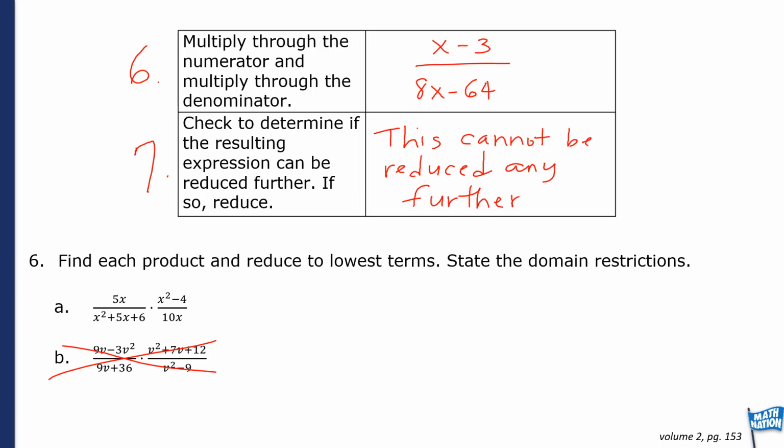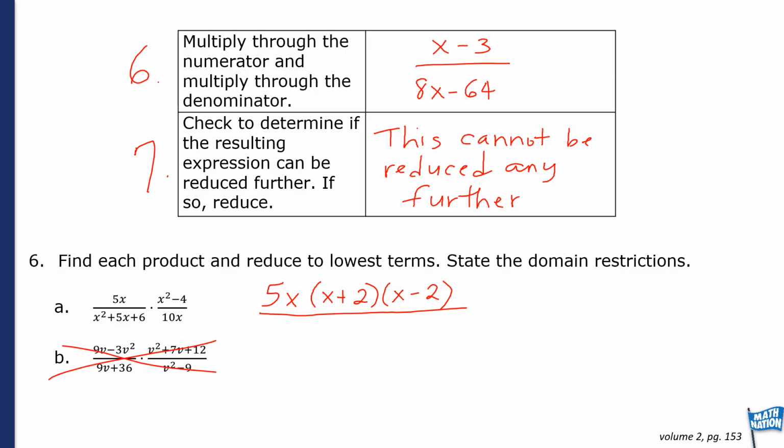Okay, so let's start with the numerators. So we have 5x, and then the other side is x squared minus 4. If we factor that out, we should get x plus 2, x minus 2. That's just my numerator. Let's look at our denominator.